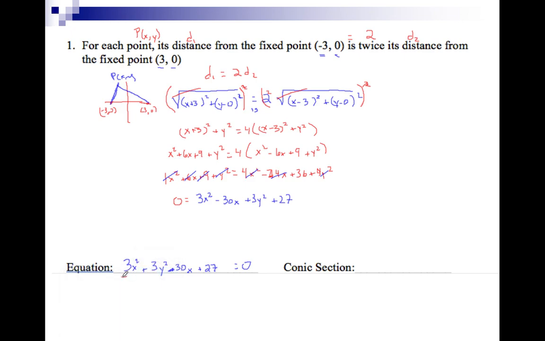I identify the coefficients of the squared terms, and I say A is equal to C. Neither one of them are equal to 0, therefore my conic section is what? A circle.